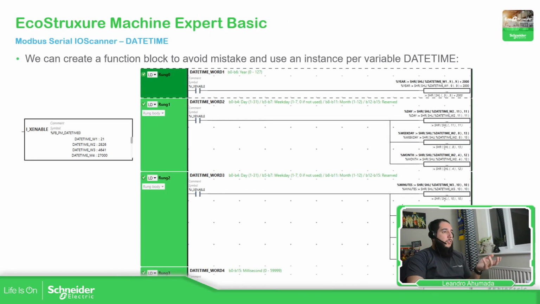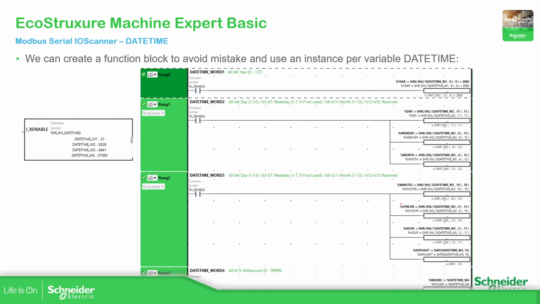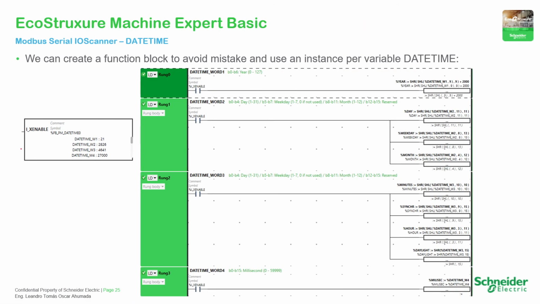And I came up with this solution, for example, where you can create your own function block. Inside you can see I have four input parameters, datetime 1, 2, 3, and 4, that I use in the logic of my program. Then inside the function block, I analyze the complete data, and in the particular case of the year, I add the 2000, just to see the proper year.